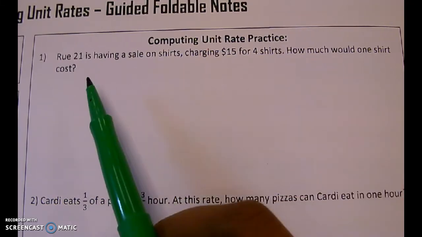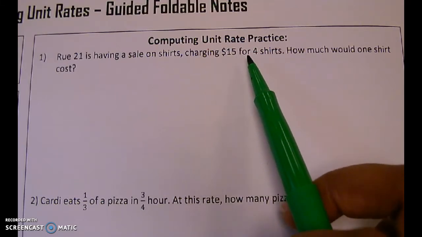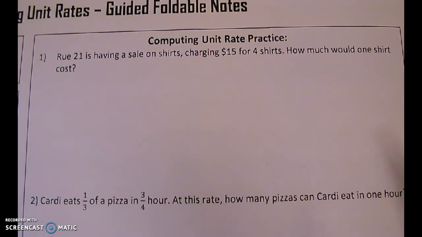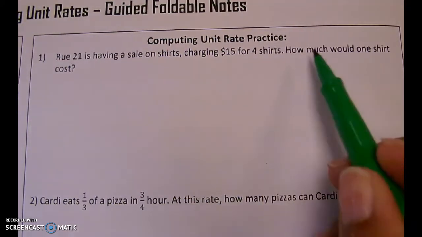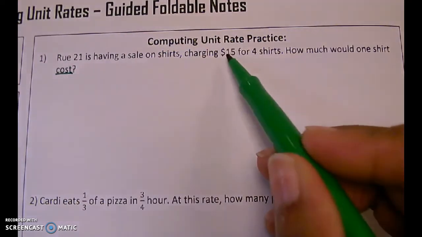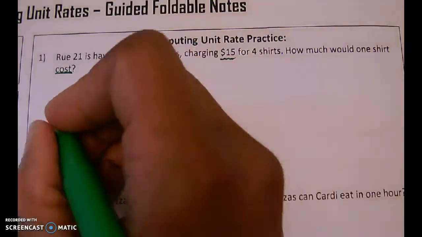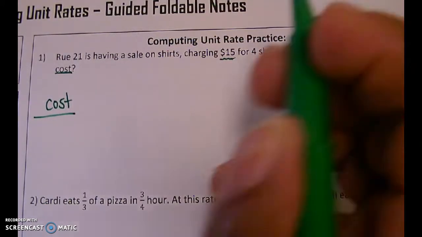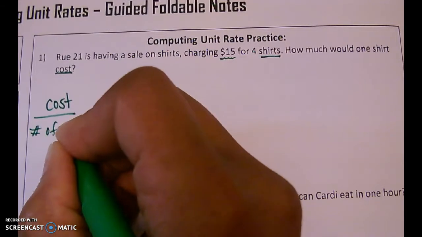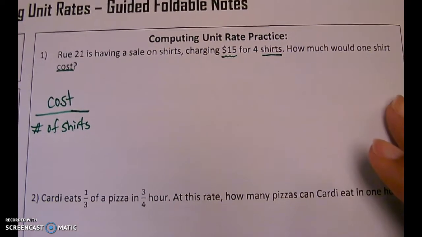Alright, so the first one. Route 21 is having a sale on shirts, charging $15 for 4 shirts. How much would 1 shirt cost? So using my steps, I'm going to first write in words the units that I'm comparing. So, the question asks how much will 1 shirt cost? And I know that this dollar amount here equals a certain cost. So the first word I'm going to write is cost per, what am I looking at? The number of shirts. So these are the 2 units that I'm comparing for this problem.